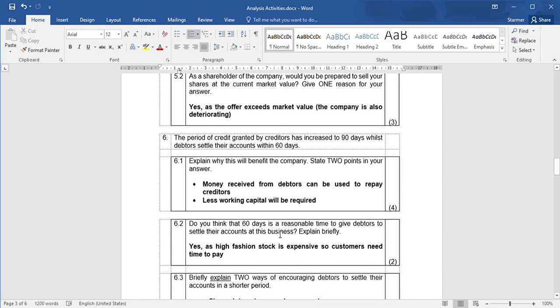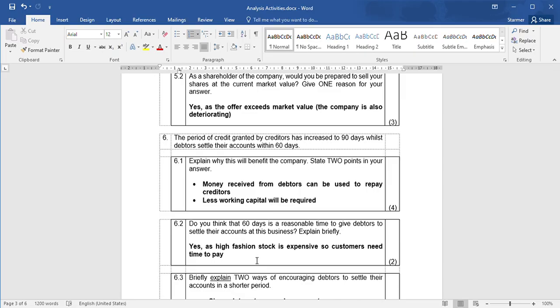Do you think 60 days is reasonable to give debtors to settle their accounts? Remember, you're selling high fashion clothing, which tends to be expensive, so give customers a couple of months to settle their accounts. So in my opinion, it's reasonable.